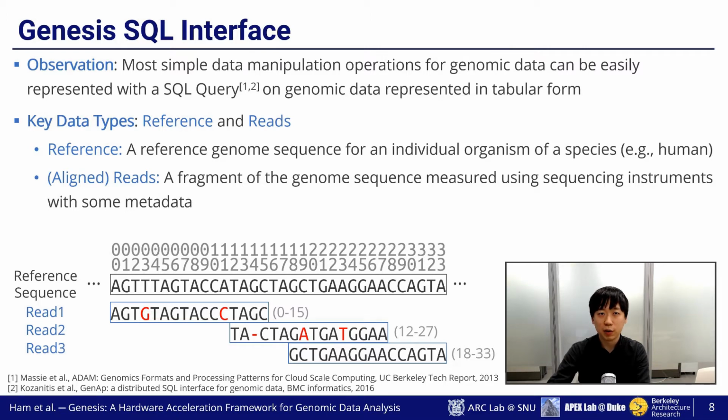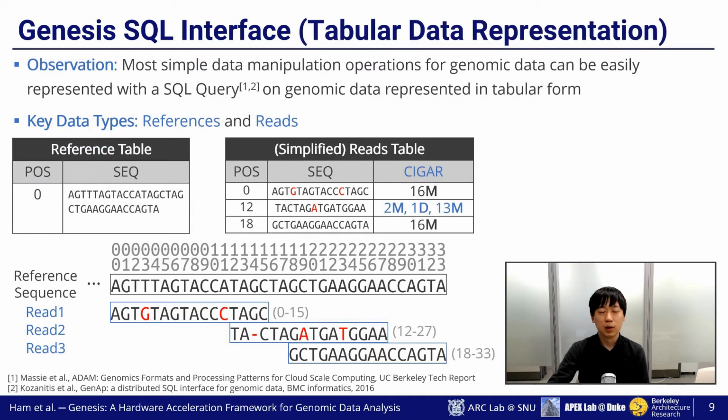One thing to note is that these reads are not identical to the reference sequence. Reads may contain different base pairs for the specific position, as shown in red-colored characters, and reads may also include insertions or deletions. The key data types in genome sequencing, references and reads, can be conceptualized as a very large relational database, and they can be represented in a tabular form as shown in this slide. And data manipulation operations can be represented as one or more SQL queries.